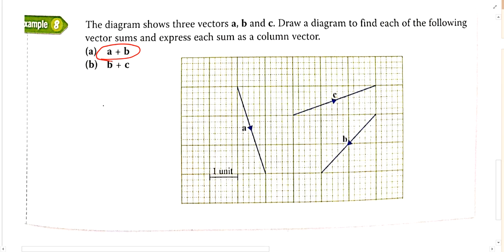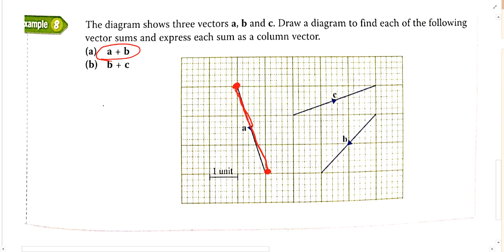Now we start with vector A plus vector B. I prefer to do everything using triangle law. Okay? So I say I've got 2 options, triangle or parallelogram. I prefer to do everything in triangle. So A plus B. This is A. Starting from here, ending here. Now I need to plus a B.